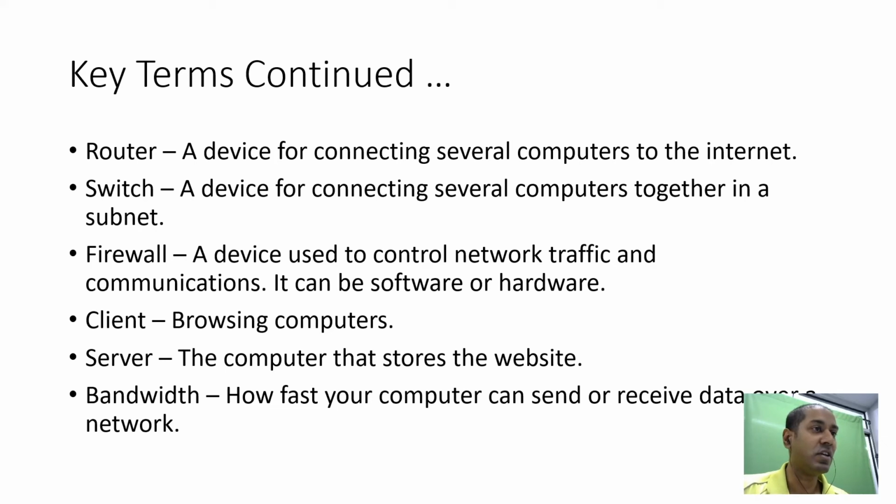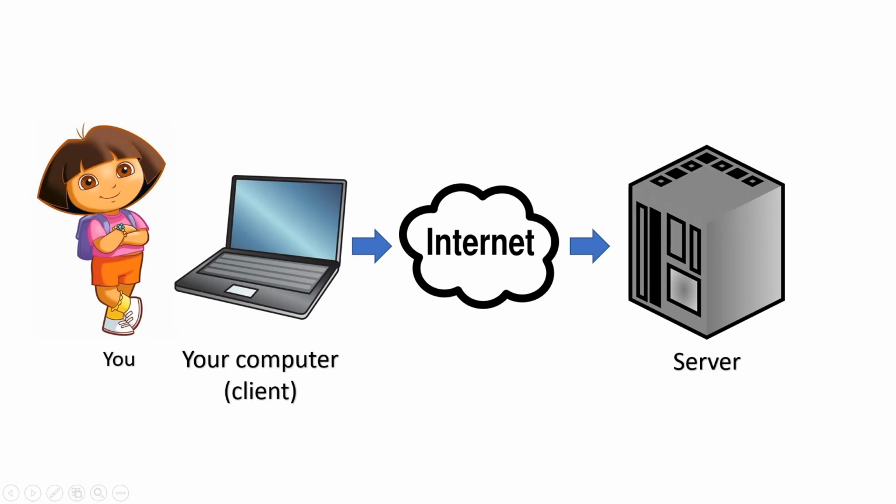A client is basically a computer that is used for browsing the internet, and a server is the computer that stores the website and presents it to any computers that want to view it on the internet. And finally, bandwidth is basically how fast your computer can send or receive data over a network.